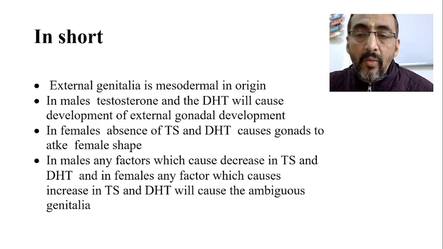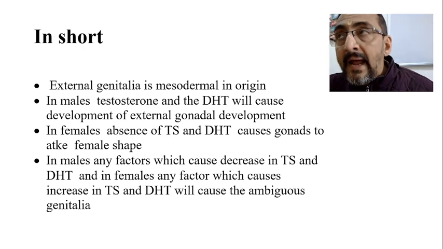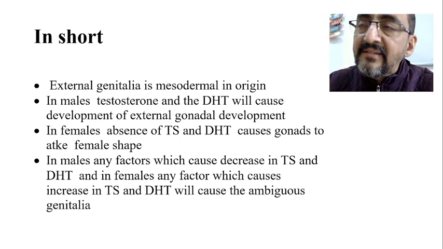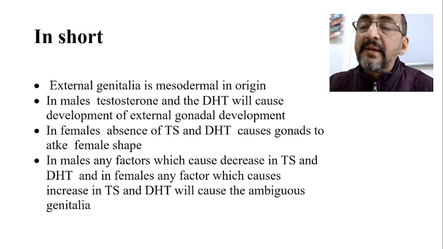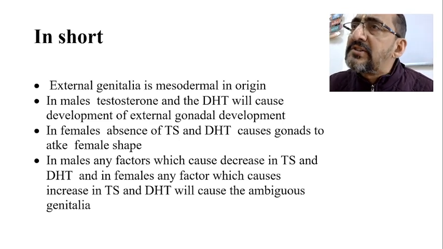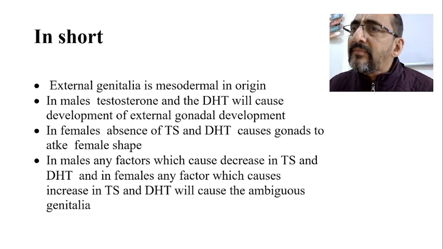That's all. So in males, any factor which causes a decrease in testosterone and dihydrotestosterone, and in females, any factor which causes an increase in testosterone and DHT, will cause ambiguous genitalia. This is very important. In a female there should not be any testosterone, isn't it? No question at all. The SRY gene itself is absent.